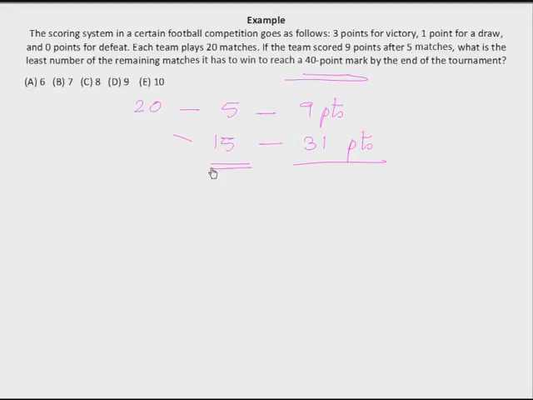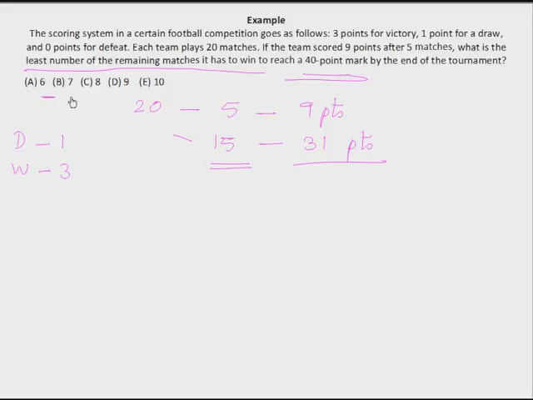Well, that's not all. We want to do that in the least number of wins. So you want to get 31 points in 15 matches, but by winning the least number possible. The rest will of course be draws and losses. So we get 1 point for a draw and 3 points for a win. And we got to get 31 more points. So let's see how we get that.